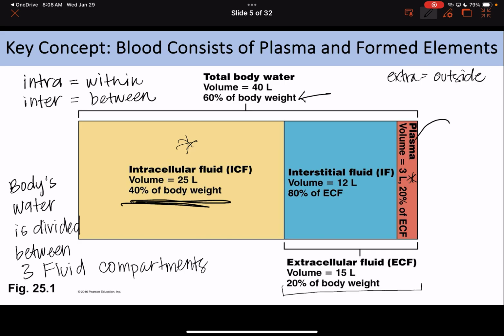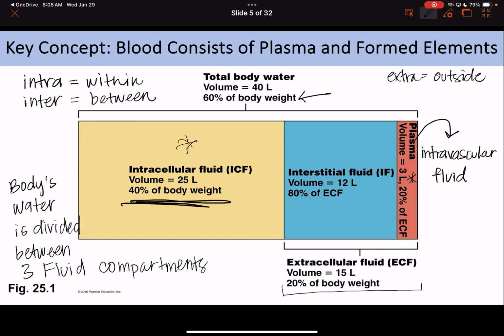And that plasma is also referred to as our intravascular fluid. So that means within our vessels or vasculature. So we have our intracellular fluid inside the cell, then we have our extracellular fluid, which is outside the cell, but the fluid on the outside of the cell is divided between 2 other compartments, which is the interstitial fluid, all the fluid in between our cells.